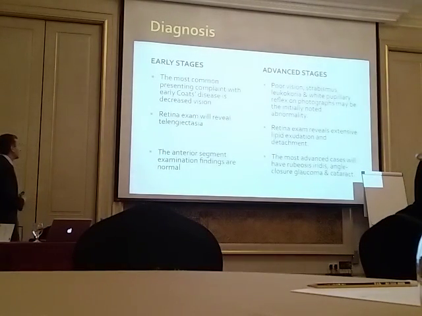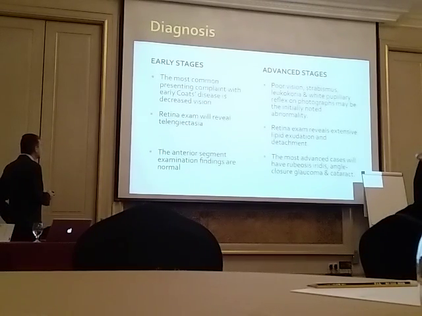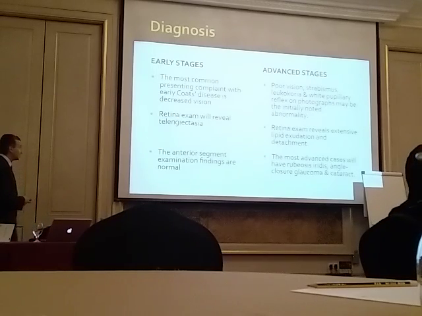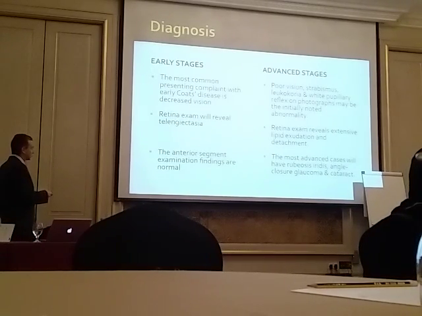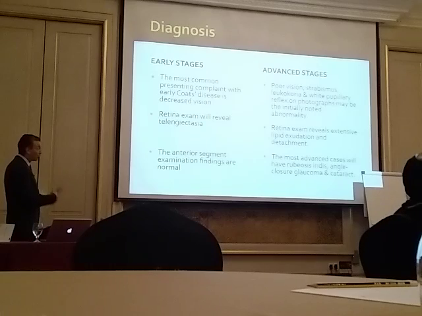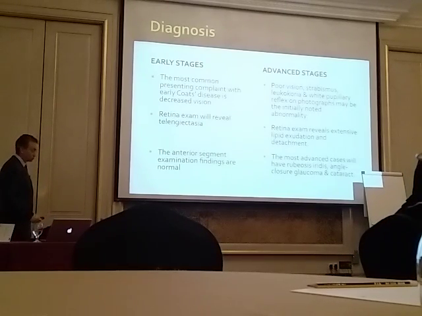Now, your diagnosis depends on when you find the retina. In early stages, usually, as I said, you have decreased vision, and on exam you might have telangiectasia only, but the anterior segment might be normal. In advanced stages, they usually present with poor vision, as I said before, leukocoria, strabismus, the white pupillary reflex on photographs noted by the parents. And then you see on the retina extensive lipid exudation and detachment, as opposed to just telangiectasia. Now, the anterior segment in the more advanced stages would have rubeosis and cataract.